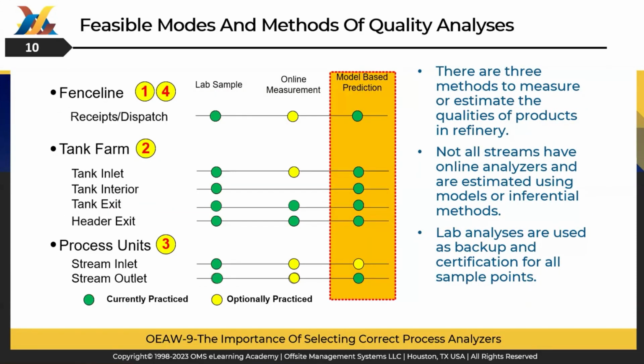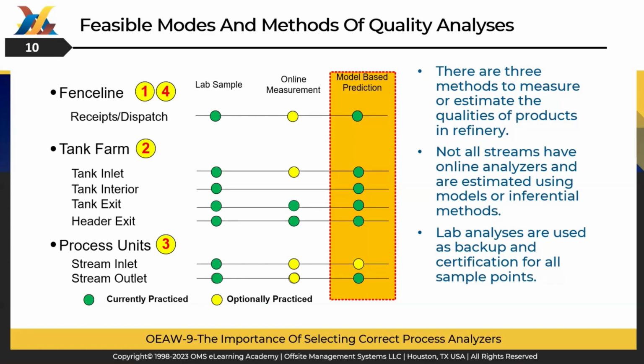If you look at the fence line, to see the product and also the dispatch, it is measured by lab samples or online measurement, and is also predicted by model-based prediction. Now, this model-based prediction is not to be confused with analyzer modeling, and we'll discuss it to make it more clear. In the area of tank farm, it is also done by lab samples or online measurements, and also by model-based prediction. Model-based prediction was described in the last webinar we did. So if you want to view the recording, you're most welcome to do that.